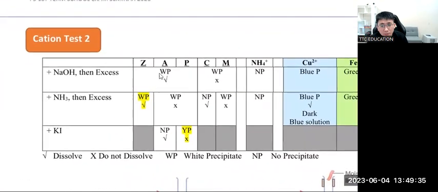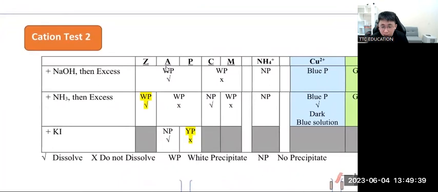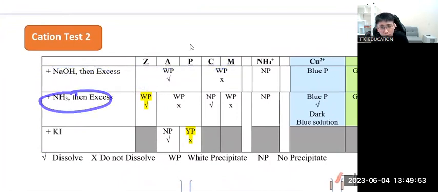So guys, remember how this test works: it is an elimination test. This is test 1, this is test 2, this is test 3. If I want to check whether my salt contains one of these 5, I do test 1 and see which ones match my observation, then I do test 2 and see which ones match my observation, until the observation can have only one chemical.